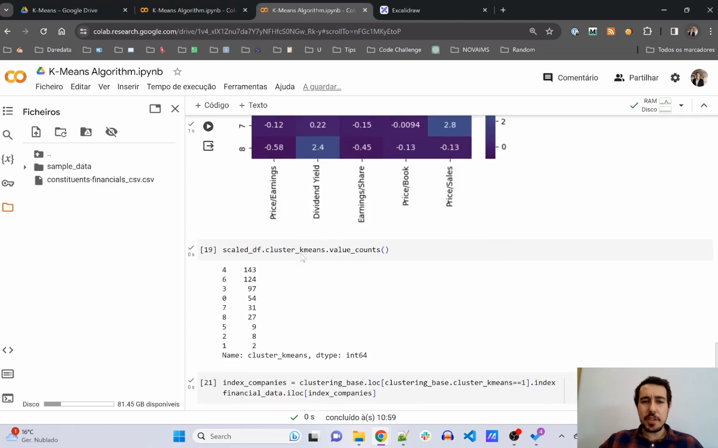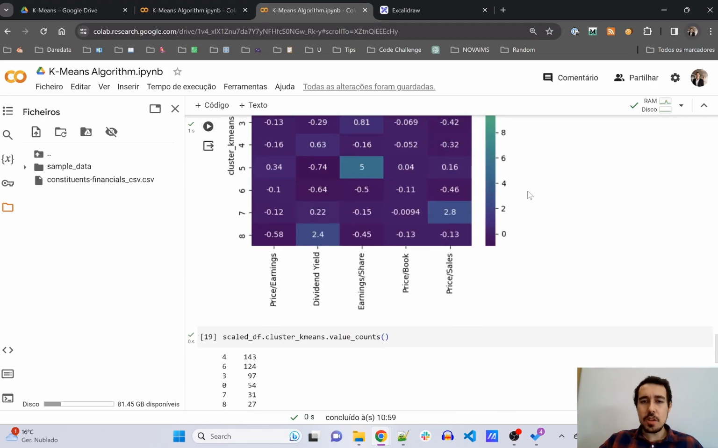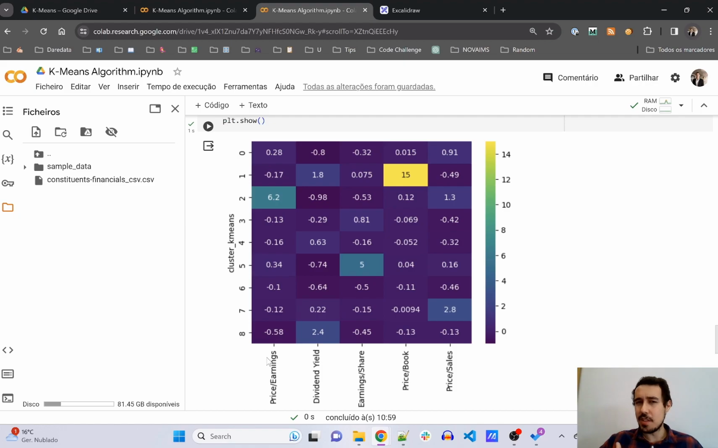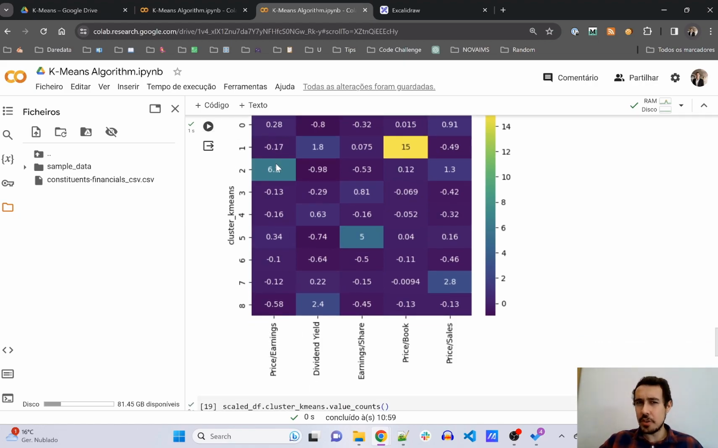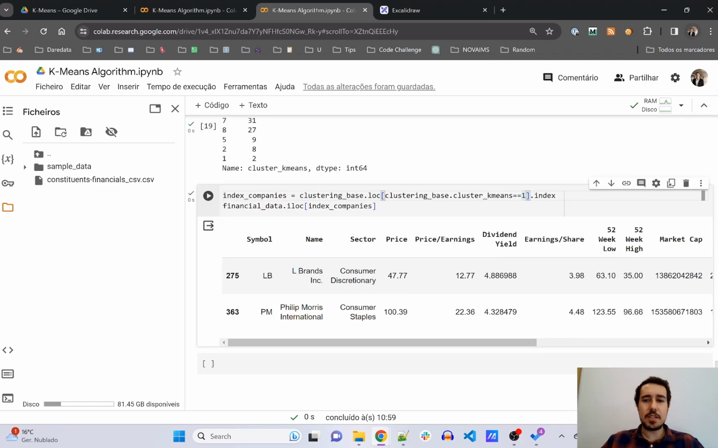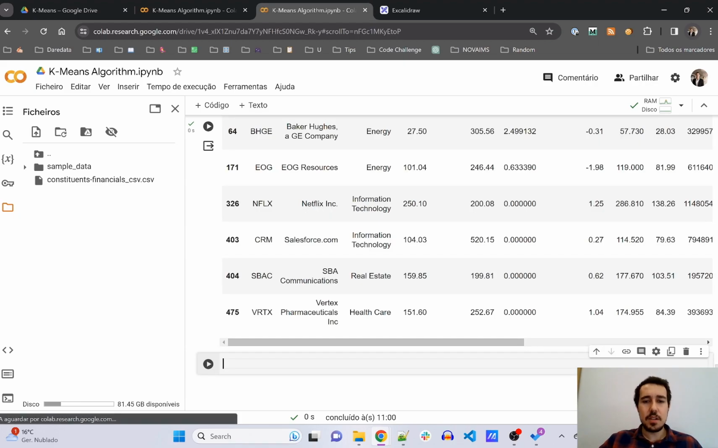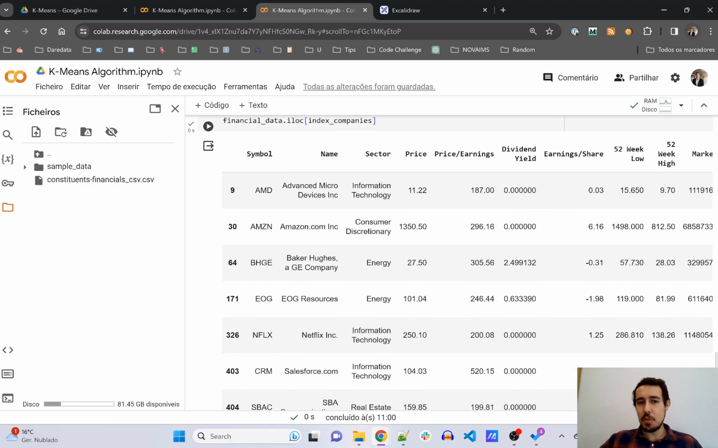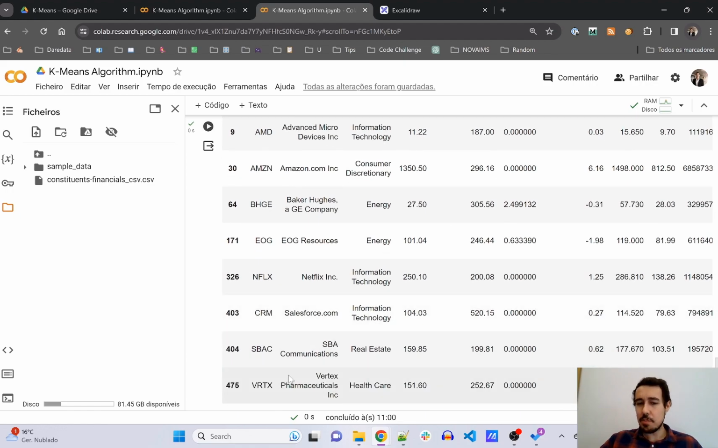Now, let's see, for example, cluster 2. I would like to see, so cluster 2, as I was interpreting it, we have a very high price to earnings. These are very expensive companies, very low dividend yield, the lowest of all clusters if you compare them. Also, very low earnings per share. So I bet that these are technological companies. Let's see. And there you go. Yep, most of them. You also have here other types of companies, but most of them are, for example, Salesforce, Netflix, Amazon. So companies where investors are betting on a lot of growth.